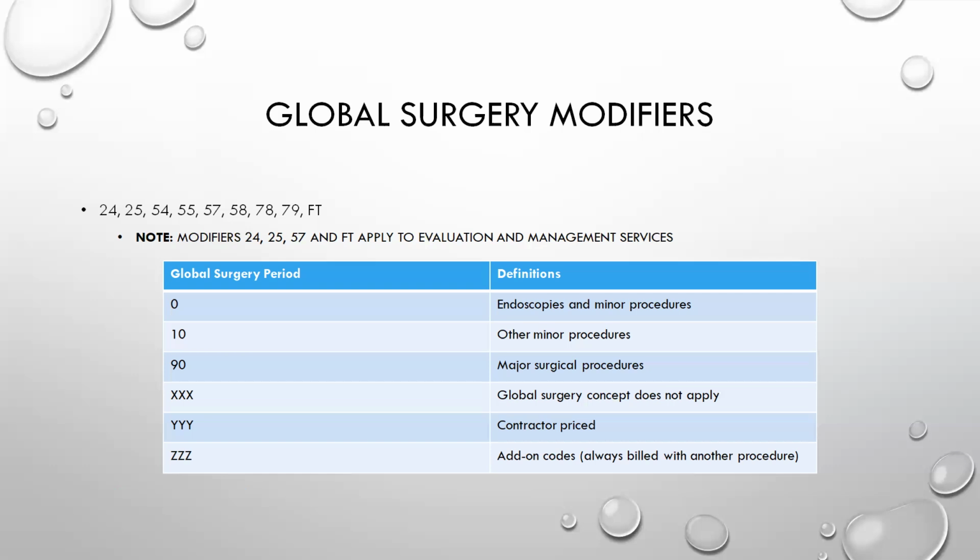We also have three other categories: your triple X, your triple Y, and your triple Z. So your triple X is going to be that the global surgery concept just doesn't apply. So that's something you need to get familiar with when you're looking your codes up to ensure that you're billing it appropriately. Triple Y means that they are contractor priced, meaning the price may vary. Your triple Z are going to be your add-on codes, which means they require a primary procedure to be billed in order to bill that service.